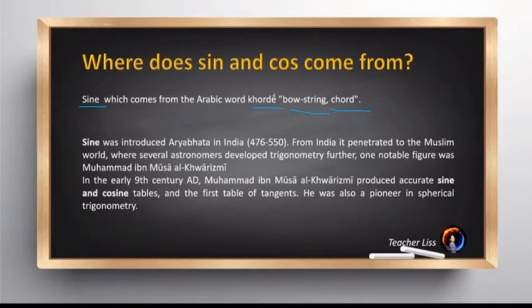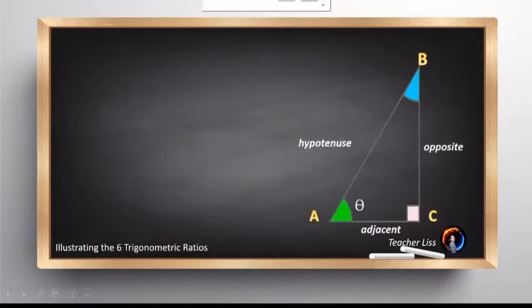Sine was introduced by Aryabhata in India during 476 to 550, and from there in India it penetrated to the Muslim world, where several astronomers developed trigonometry further. One notable figure was Muhammad ibn Musa al-Khwarizmi, and in the early 9th century AD, he produced the accurate sine and cosine tables, which we can now find in the store, and the first table of tangents thanks to him. He was also a pioneer in spherical trigonometry, so that's a great contribution. Now you're learning something new out of our topic.